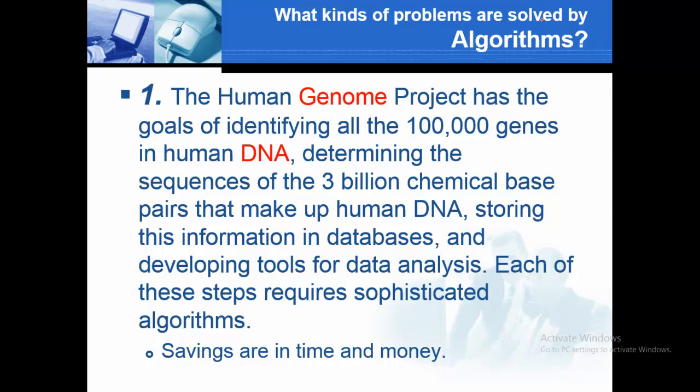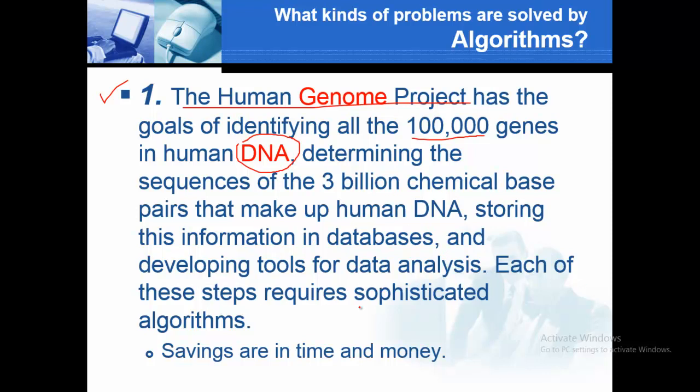What kind of problems are solved by algorithms? In short, the Human Genome Project has the goals of identifying all the 1 lakh genes in human DNA, determining the sequence of the 3 billion chemical base pairs that make up human DNA, storing this information in databases, and developing tools for data analysis.